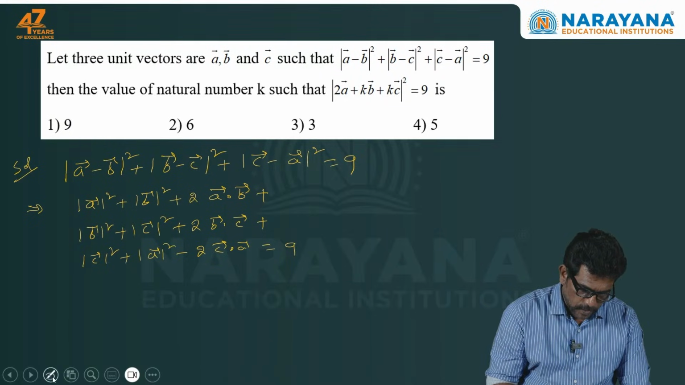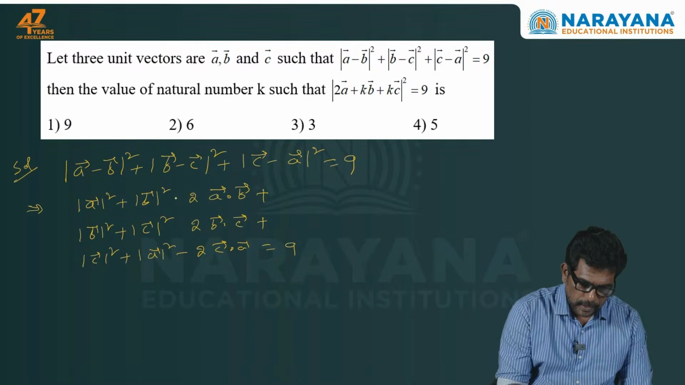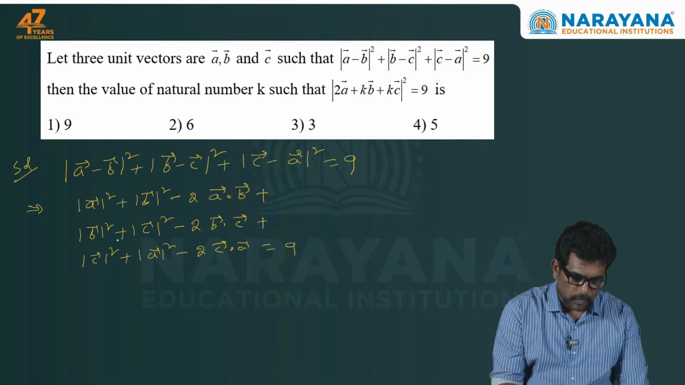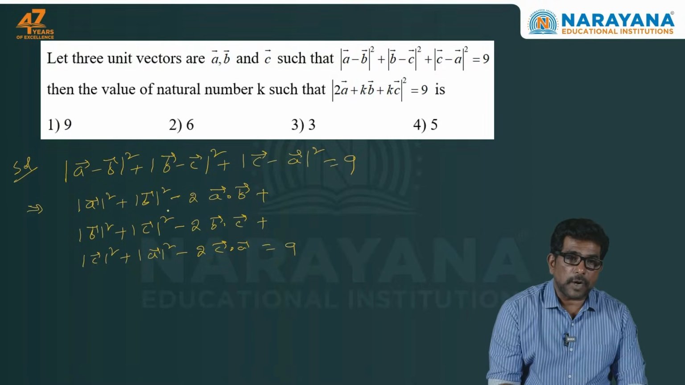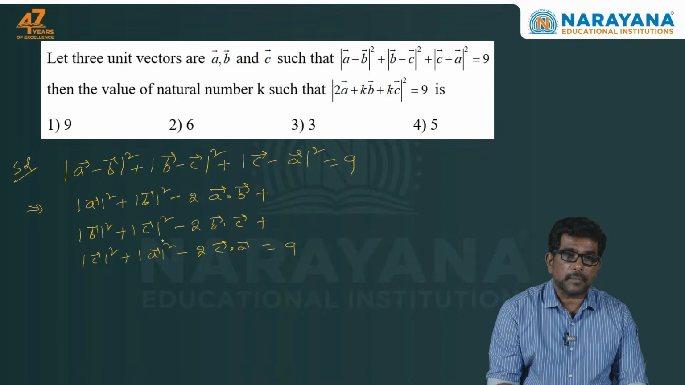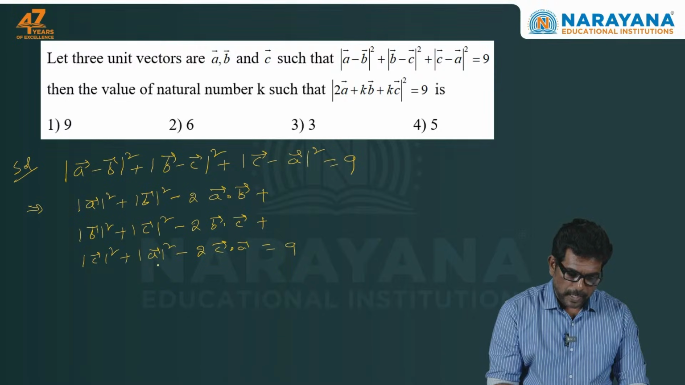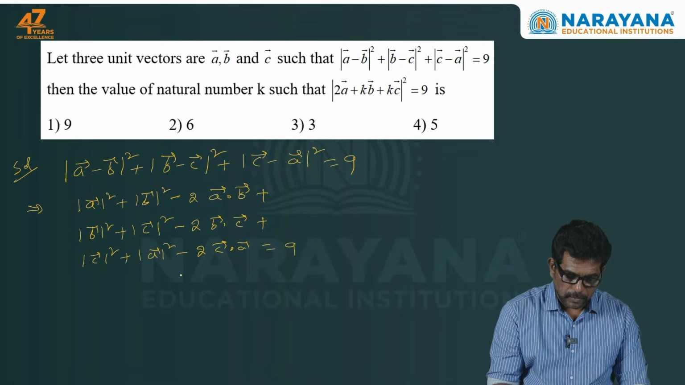Now here also they have very clearly mentioned a bar minus b bar whole square. So it is mod a bar square plus mod b bar square minus 2 times of a bar dot b bar plus mod b bar square plus mod c bar square minus 2 times of b bar dot c bar plus mod c bar square plus mod a bar square minus 2 times of c bar dot a bar is equal to 9.